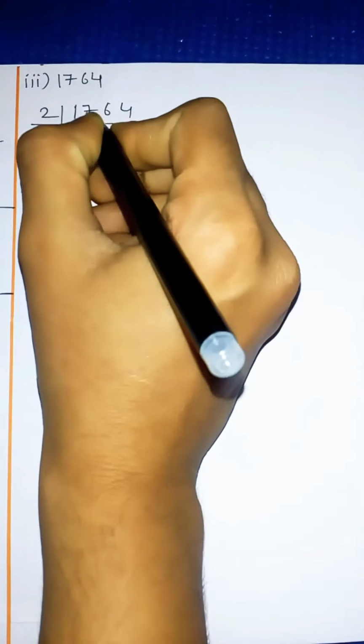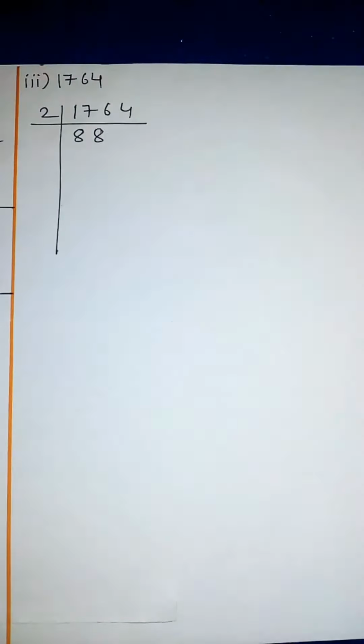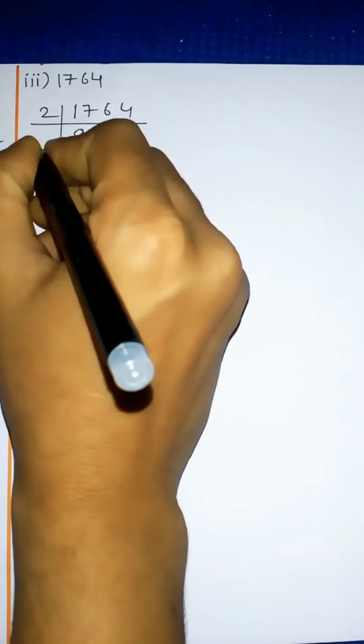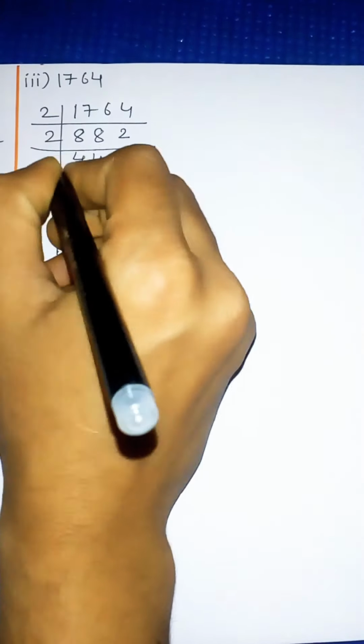So 2 8s are 16. 17 is not coming but 16 is coming, so 1 left. Now 1 6 16 means 2 8s are 16, and 2 2s are 4. So 8 8 2. Now again the next step with 2. So 2 4s are 8, 2 4s are 8, and 2 1s are 2.